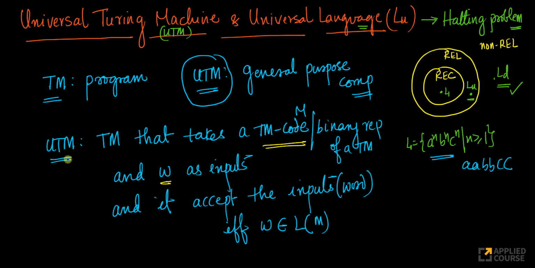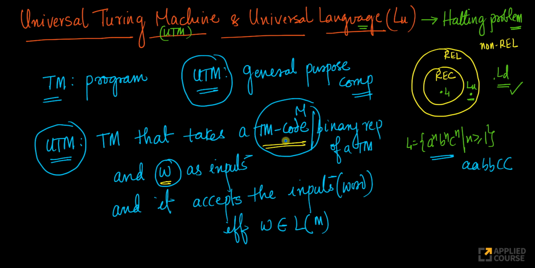So the universal Turing machine takes a Turing machine code M as input, and it takes a string W as input. It is taking two things as input, and it accepts the inputs if and only if this word belongs to this Turing machine. So in a nutshell, this universal Turing machine is executing this Turing machine, and it is verifying whether this Turing machine will accept this word or not. That's what it does.